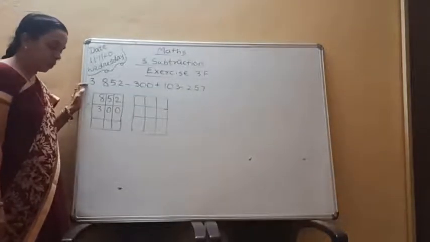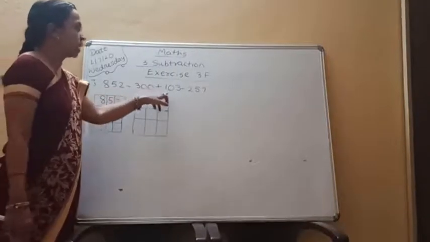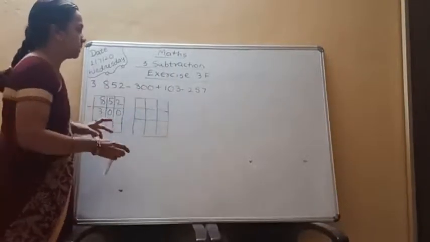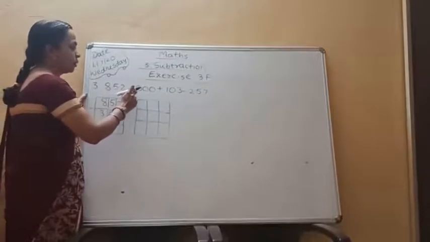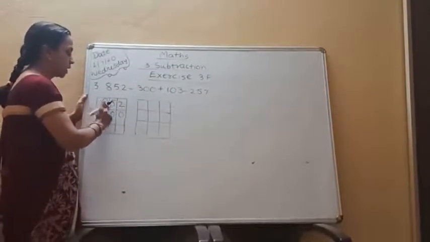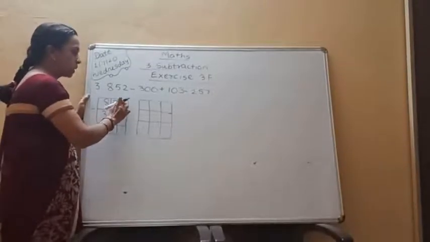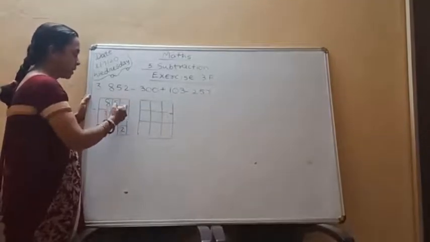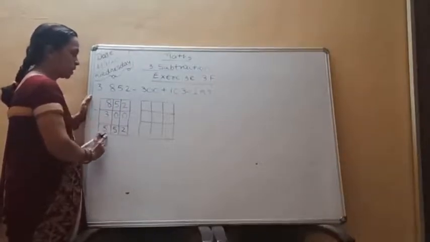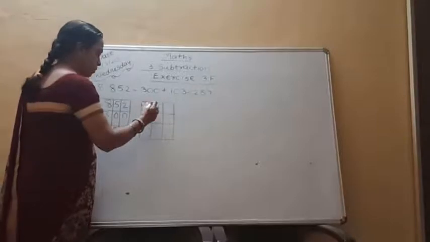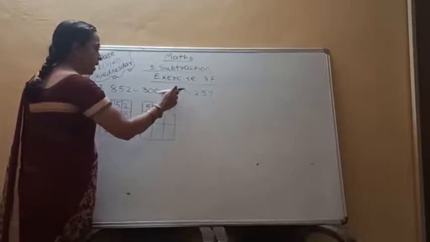Now see fourth example. 852 minus 300 plus 103 minus 257. So we will do one by one, stepwise. Now see 852 minus 300. So write down 852 minus 300. Write down each number in each separate box. 2 minus 0, 2. 5 minus 0, 5. 8 minus 3, 5. So what is the answer? 552. Now write down this 552 here plus 103.